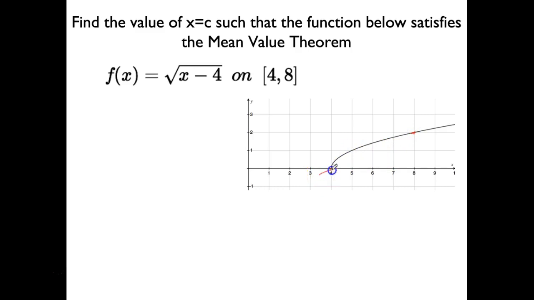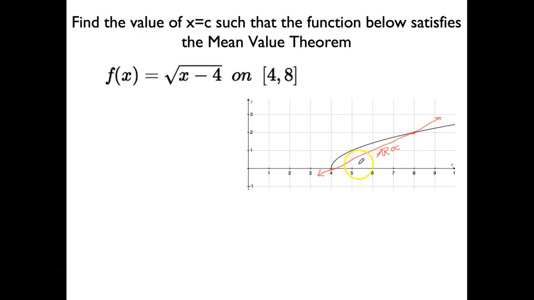Let's see what we get. Okay, if I draw this line here, that's my average rate of change because I drew the line based off of 2 points. That's what we call a secant line, right? That's an average rate of change line.